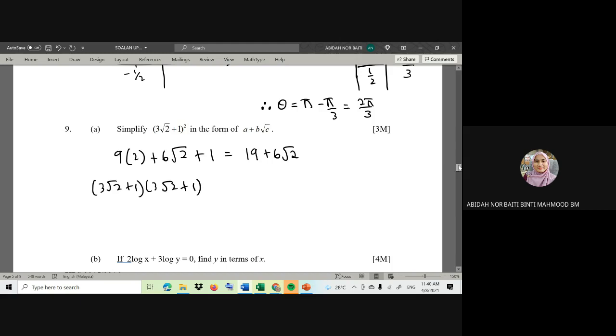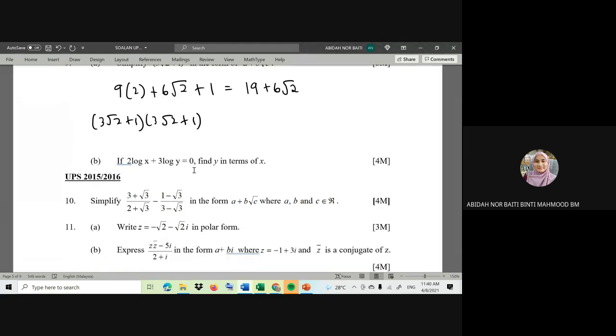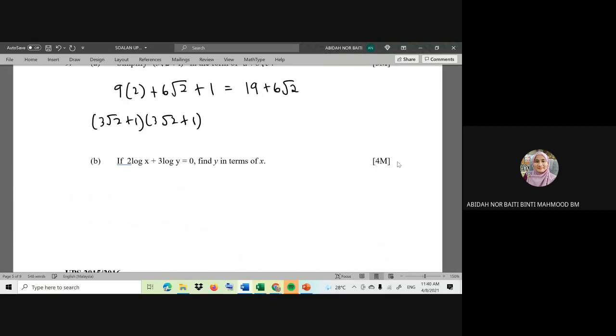Okay, expand satu-satu saja. Okay, question B, log. Ada masalah tak question B tu? Find Y. Okay, Y maksudnya Y. Y equals to what? Find Y in terms of X ya. Y sama dengan apa? Y as a subject lah. Okay, first we apply law number what?